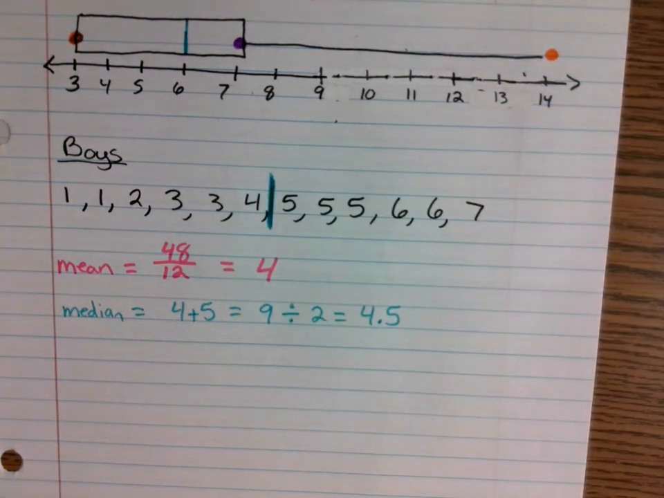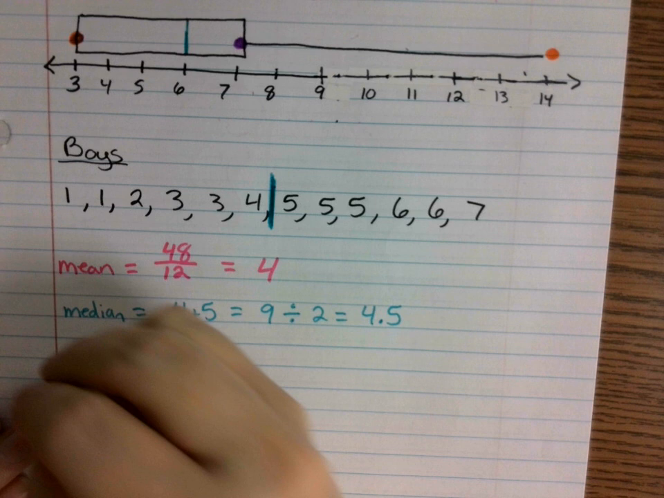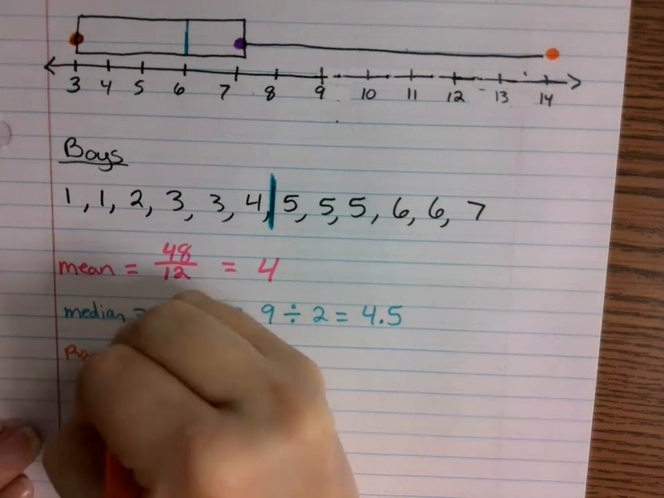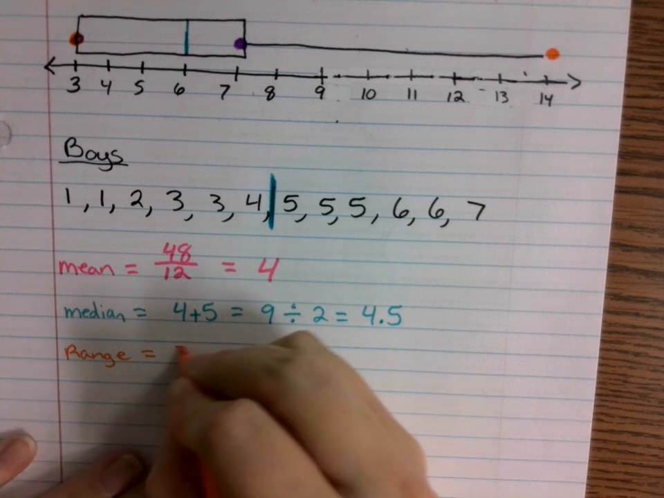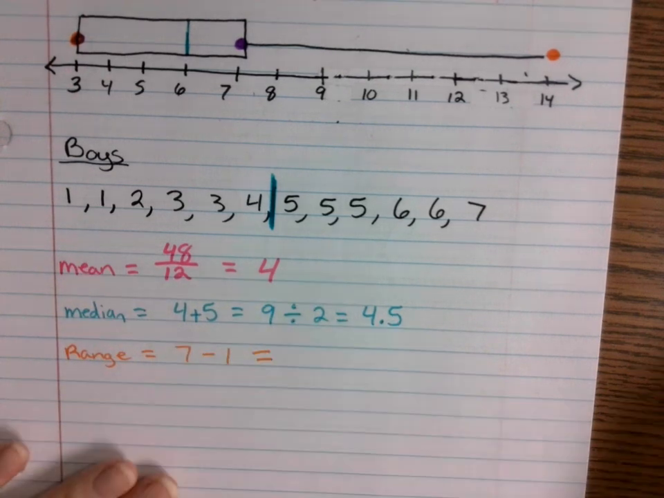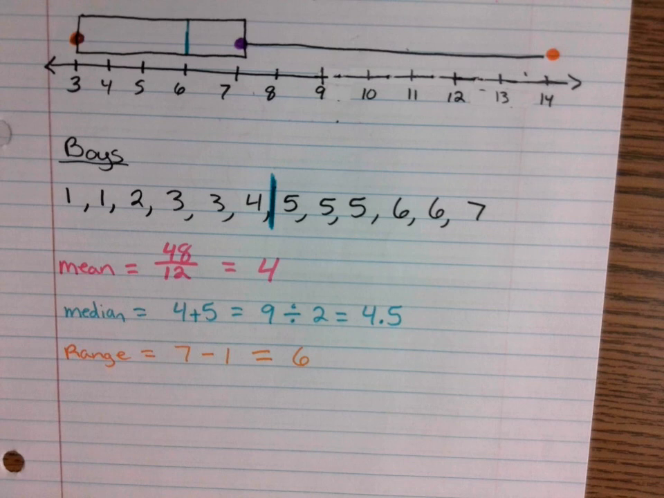Okay, let's go ahead and talk about range. The range, what's our highest number? Lowest. When we find the range, it's 6. Okay, smaller range. Smaller average.